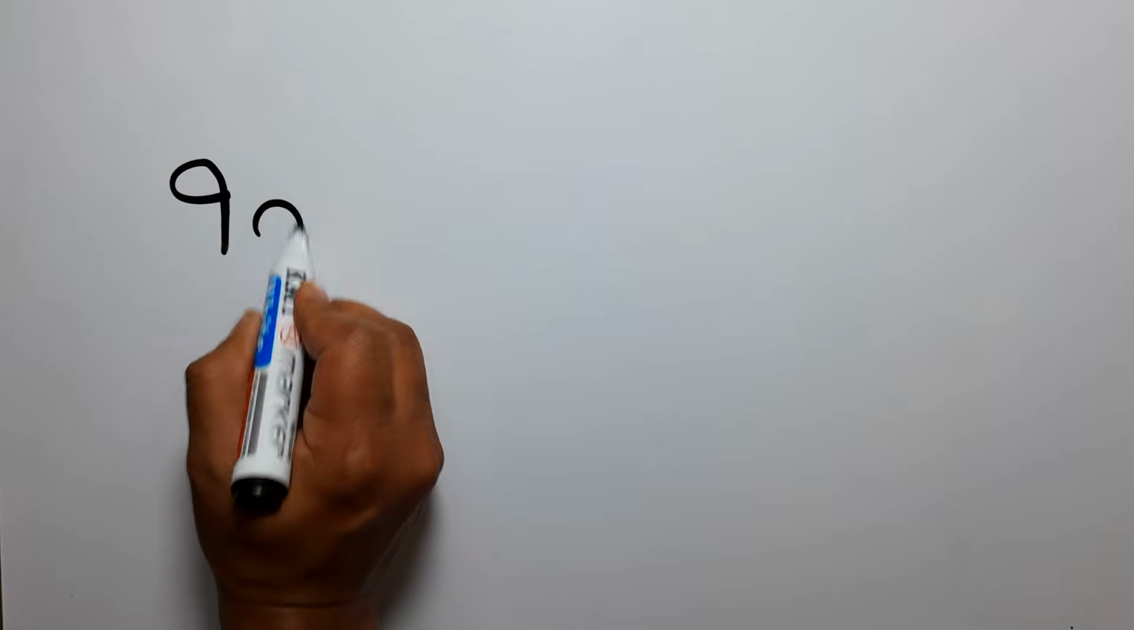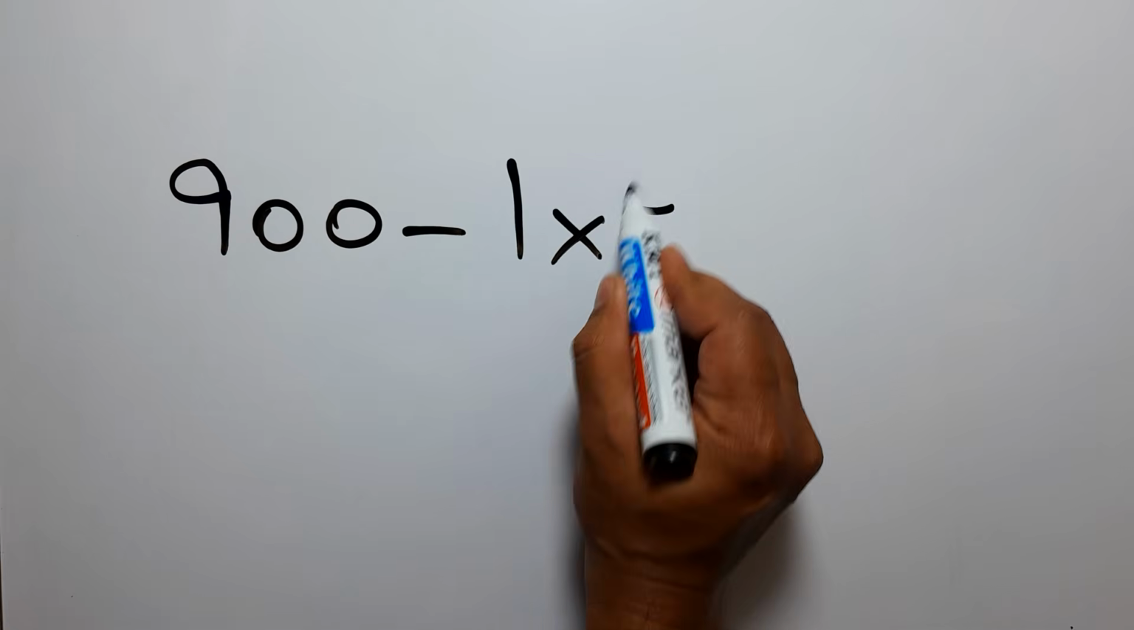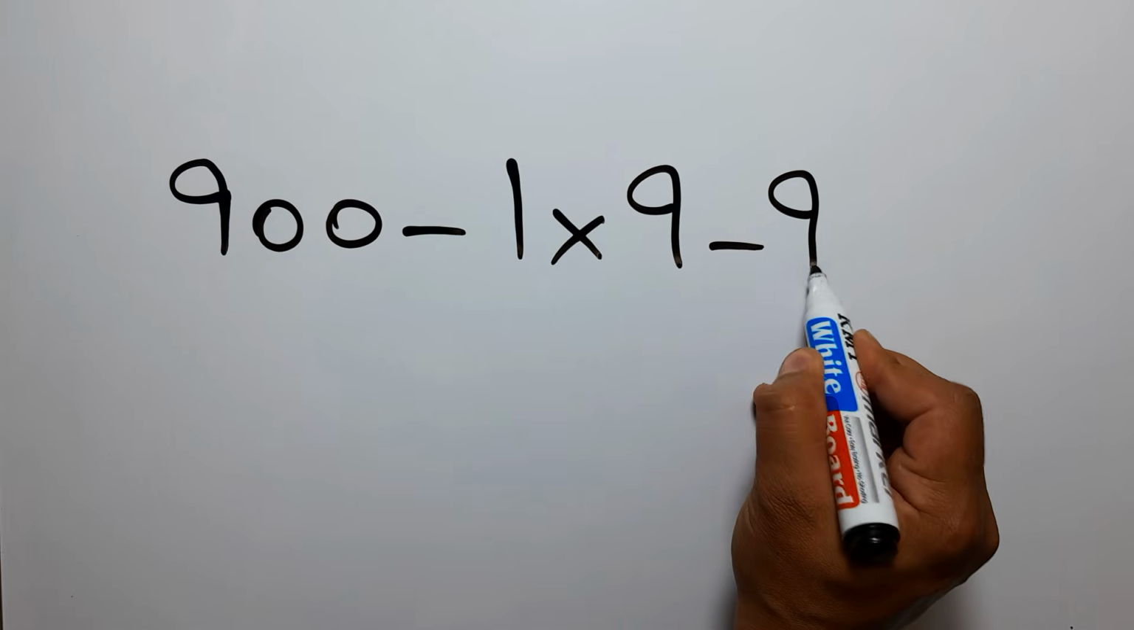Now it's your turn. Find the value of this expression. 900 minus 1 times 9 minus 9.